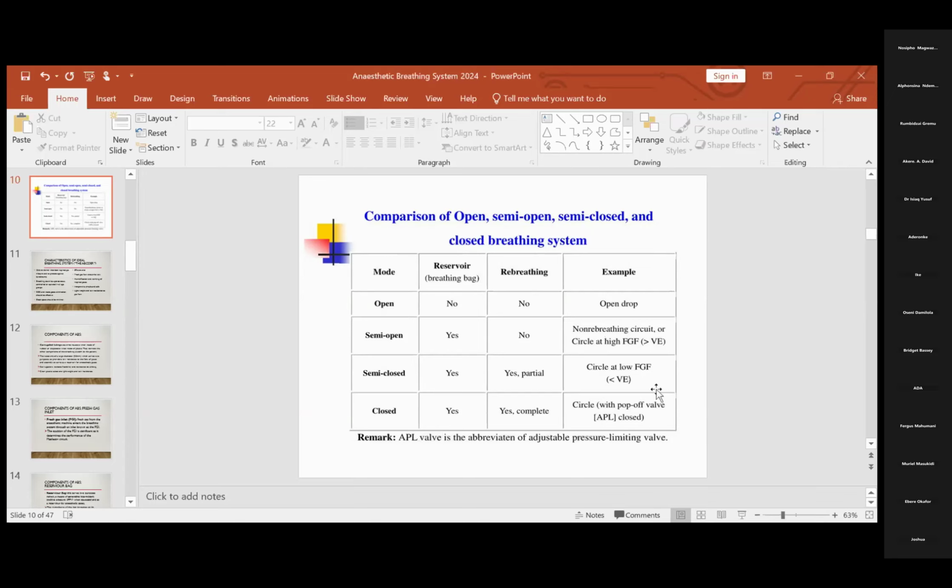I know there's one theater I worked in before where, especially with the introduction of health insurance, most of the insurance companies don't want to pay for so many things. They want to reduce costs. So there's been a lot of move toward having semi-closed circuits that allow for very low fresh gas.